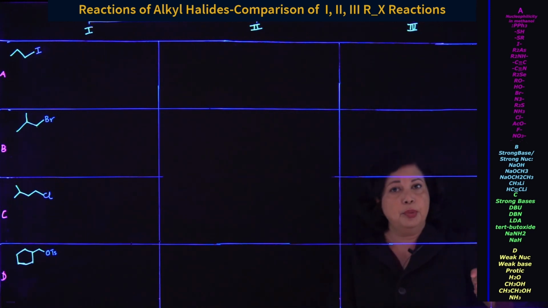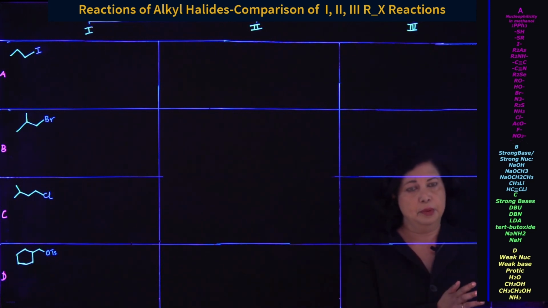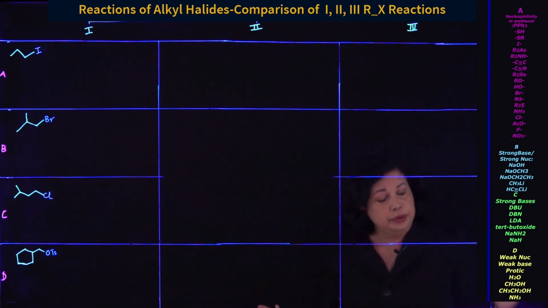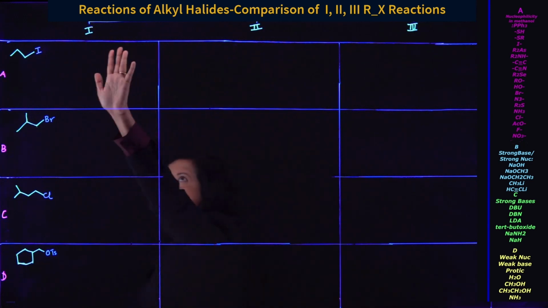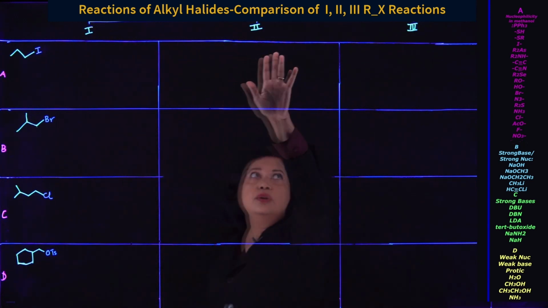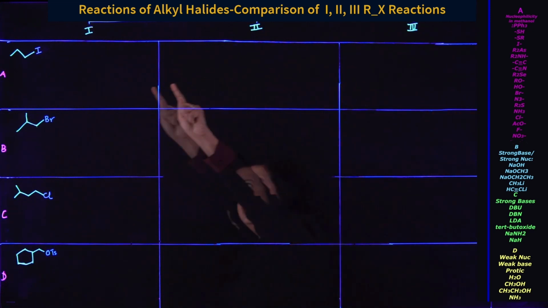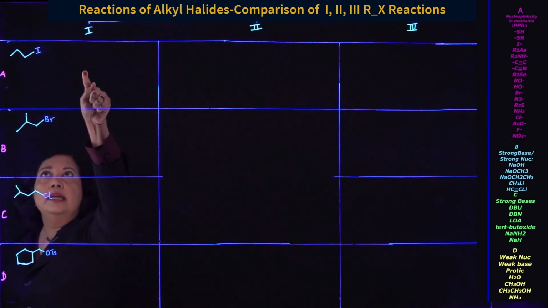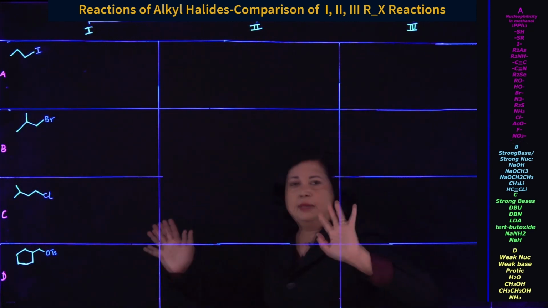However, if you have aprotic, then fluorides would be better than chlorides, chlorides better than bromides and iodides due to hydrogen bonding. So let's take a strong nucleophile and see what would happen in a primary, secondary, and tertiary environment. That's what we have here, A with primary, A with secondary, A with tertiary. Okay, so that's how this table is arranged.